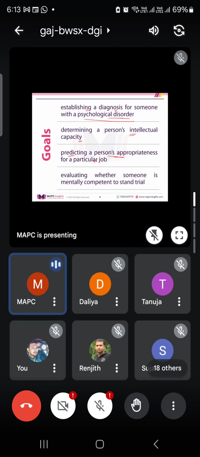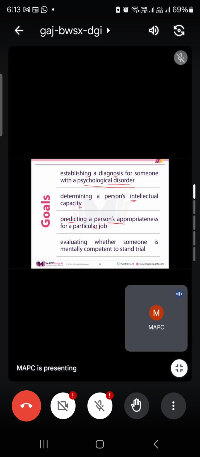Evaluating whether someone is mentally competent to stand trial in judicial matters. It is important that the person should be mentally fit in order to start the trial.